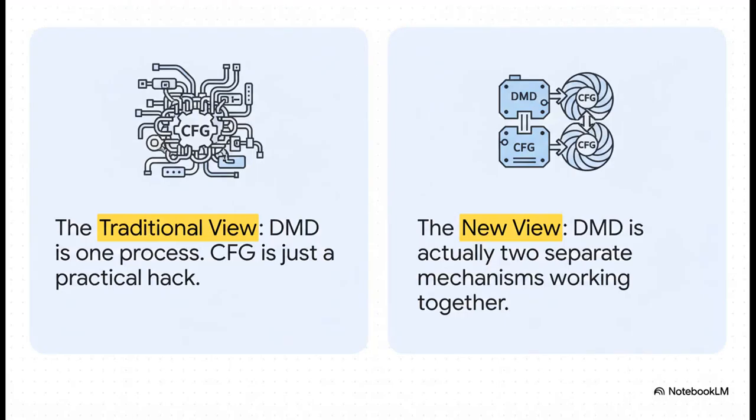This is where the new research completely changes the game. It proposes this radical shift in perspective. The old way of thinking, on the left, saw DMD as just one single process, this distribution matching thing, and CFG was just kind of a messy but necessary hack you threw in. But this new paper proposes a decoupled view. It argues that DMD isn't one process at all. It's actually two totally distinct, separate mechanisms working together in perfect harmony.